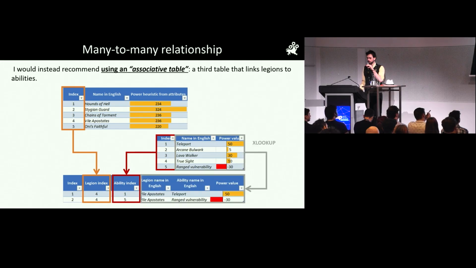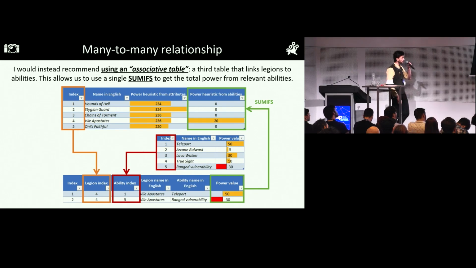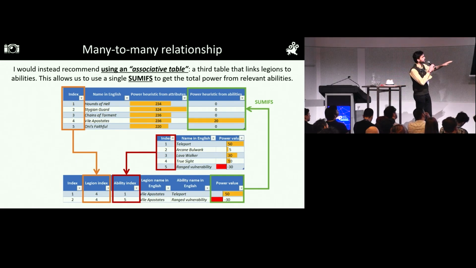And then what we can do, we can use our little XLOOKUP to grab the names and the power values. So grab the power value of the abilities into our little association table. And once we've done that, we can run a little SUMIFS and get the sum of the powers of the abilities that match our Legion number. So for instance here, Legion number 4, its power heuristic from abilities is going to be the sum of all abilities such that in this table there is a 4, which is 50 plus minus 30, which is 20.